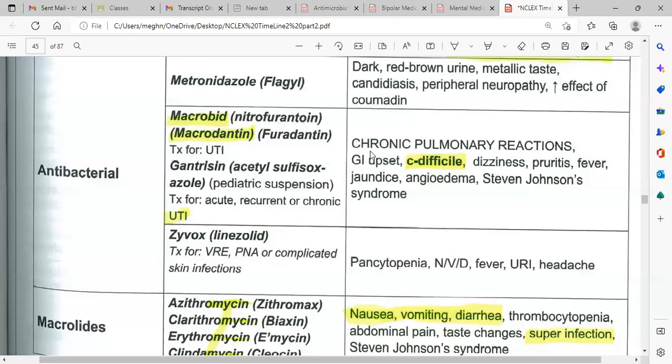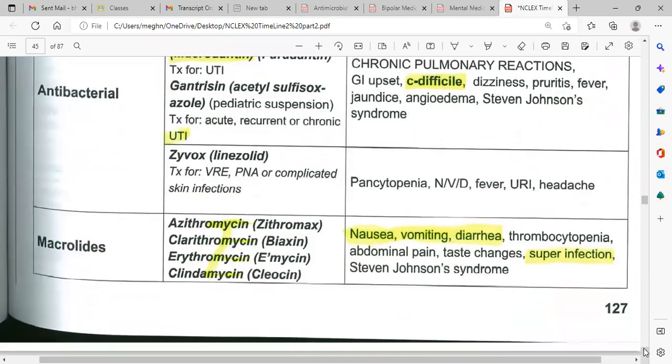So a common note, if the patient has chronic pulmonary reactions, GI upset, or C. diff, meaning Clostridium difficile, or dizziness, pruritus, fever, jaundice, angioedema, Stevens-Johnson syndrome. Sometimes these are the side effects of this group of drugs, but not always.